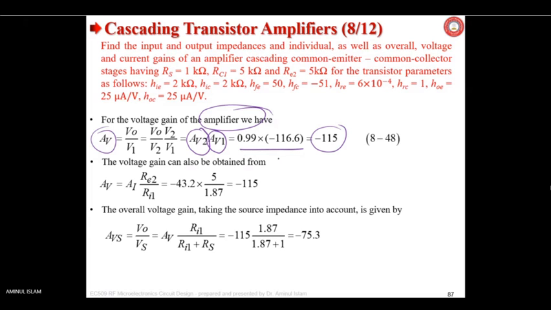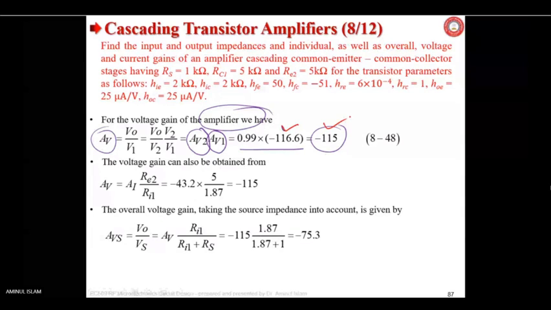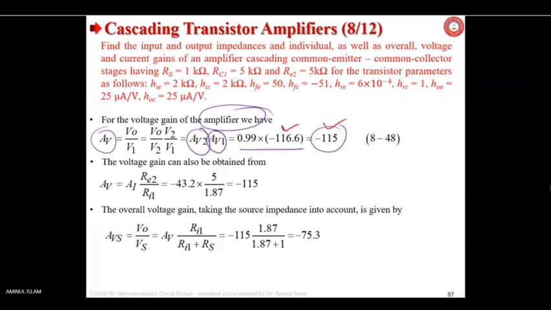Now one question: what is the advantage we got? We are getting less gain compared to the first stage. Compare this one and this one. Tell me, is there any advantage you are getting by connecting these two stages? The gain is reduced to 1.6.